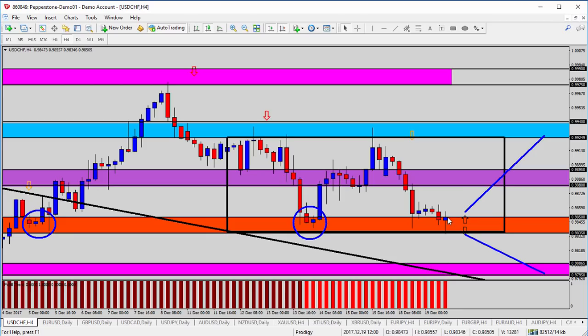So once it gets back above 98.50, this may be our clue that we're looking for it to start heading back towards the purple shaded area today, or higher towards the blue zone at the top of the black box in the chart. But we're looking for all that to happen and occur right around the orange shaded area today, 98.50, 98.35 for the dollar franc today.